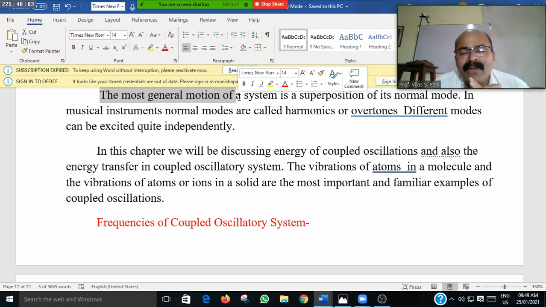In this chapter we will be discussing the energy of the coupled oscillation and also the energy transferred in a coupled oscillatory system. The vibration of the atom in a molecule and the vibration of the atom or ion in a solid are the most important and familiar examples of the coupled oscillation.